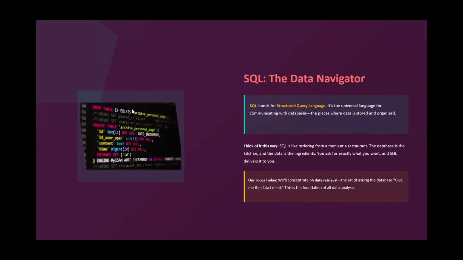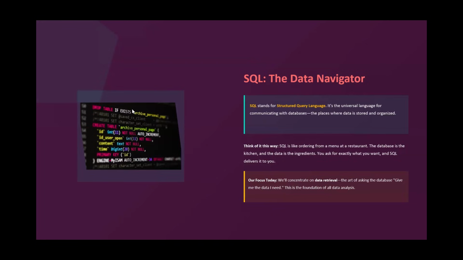So like I said, data is powerful. We've already talked about it, but how do you get to it? And that's why SQL comes in, like I said before. So I said earlier that SQL is a Structured Query Language. It is the universal language for talking to your database.